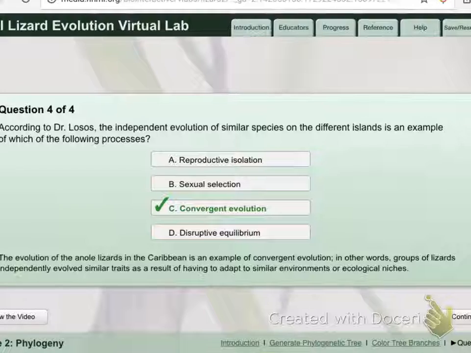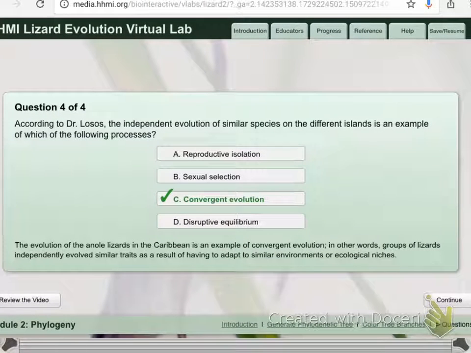Okay, the last slide we're going to talk about, and then we're going to talk about my crazy, wild, harebrained scheme for Friday. You watched a short video, and according to Dr. Losos, independent evolution of different species, similar species on different islands is an example of which of the following. This is what we call convergent evolution. We're going to talk more about it in the next unit, so it's sort of a teaser right now.